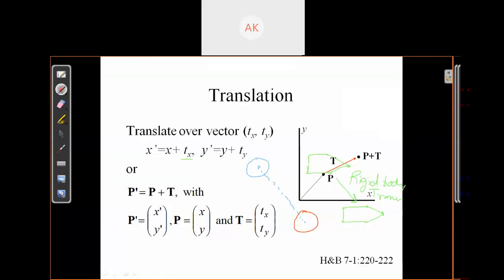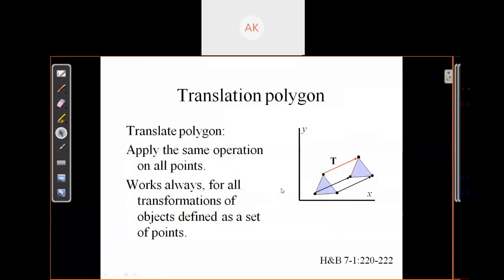The next, as you can see here, if we have translated a polygon from this location to this location, we first translate all the vertices. There are three vertices. First we translate the three vertices, then join these three vertices, or redraw the object again. Okay.